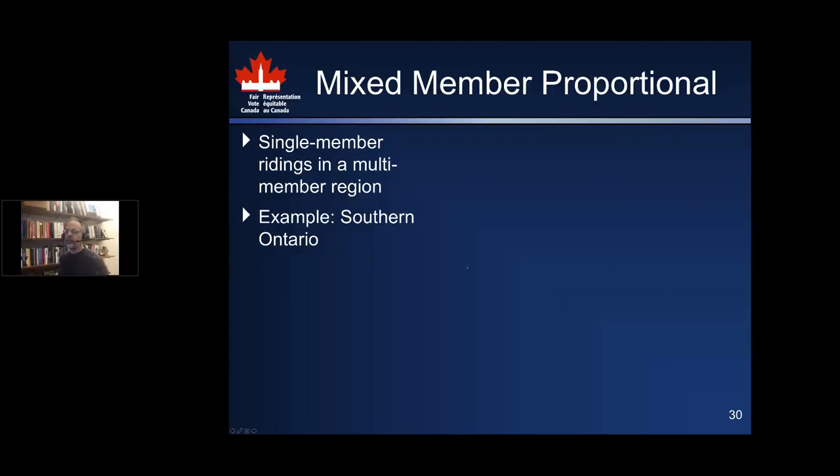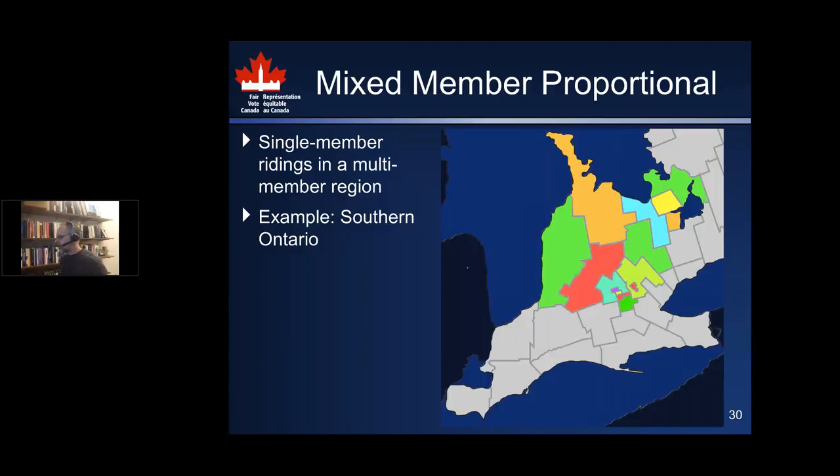So, mixed member proportional. The idea is to have single member ridings in a multi-member region, and to illustrate that, we'll look at Southern Ontario. So here's southwestern Ontario. Anita and I live in that lower center area, just above that green point that's sticking out down below. And those are some of the Great Lakes and Georgian Bay that you see up and to the left and up and to the right. So that's the area that we're starting with for this example.